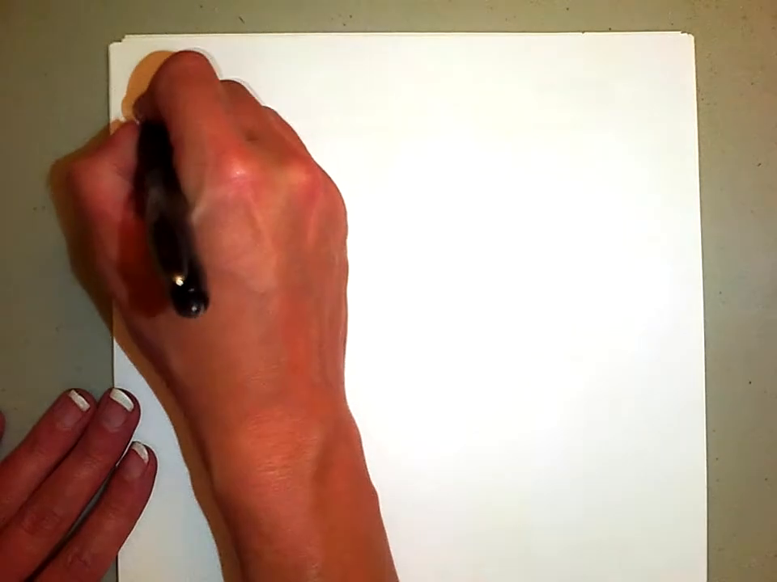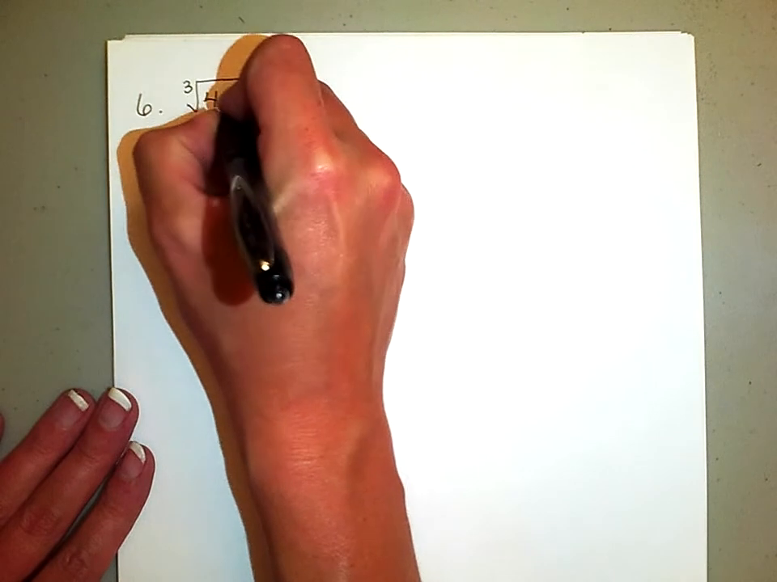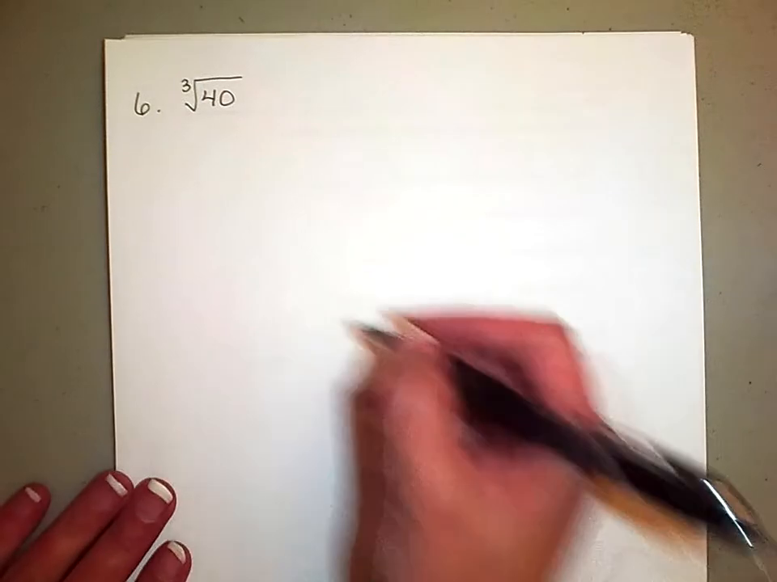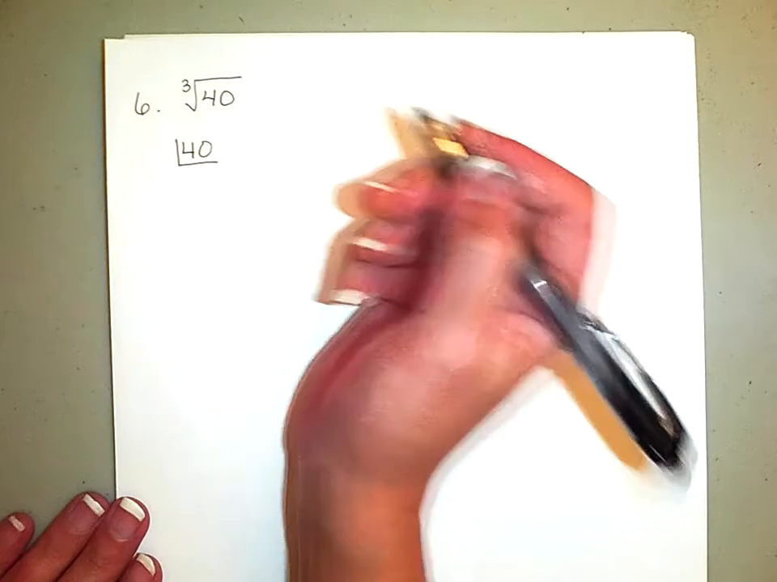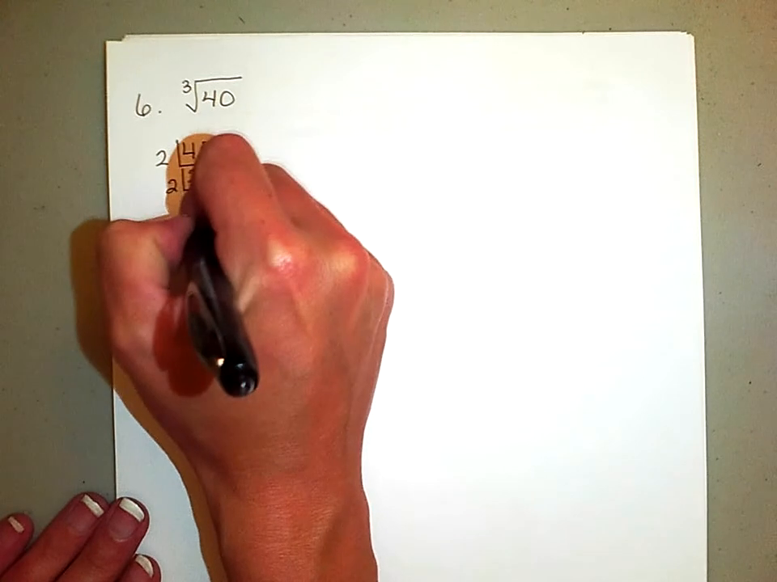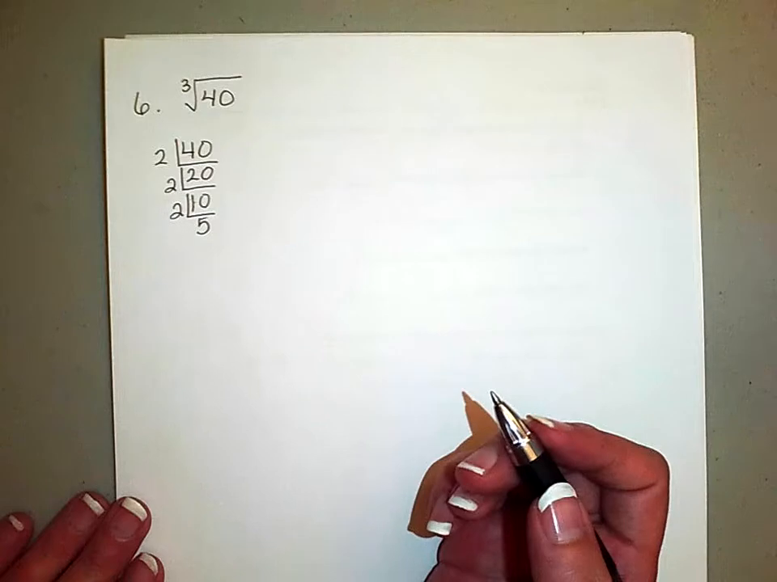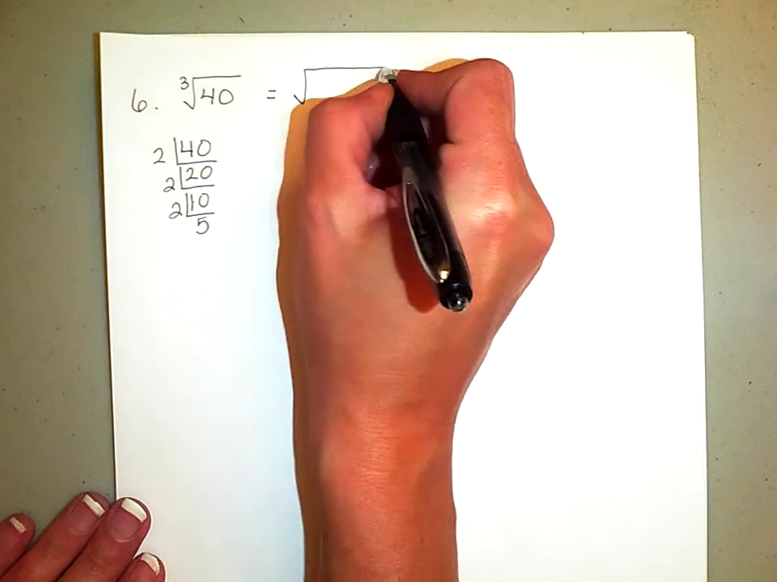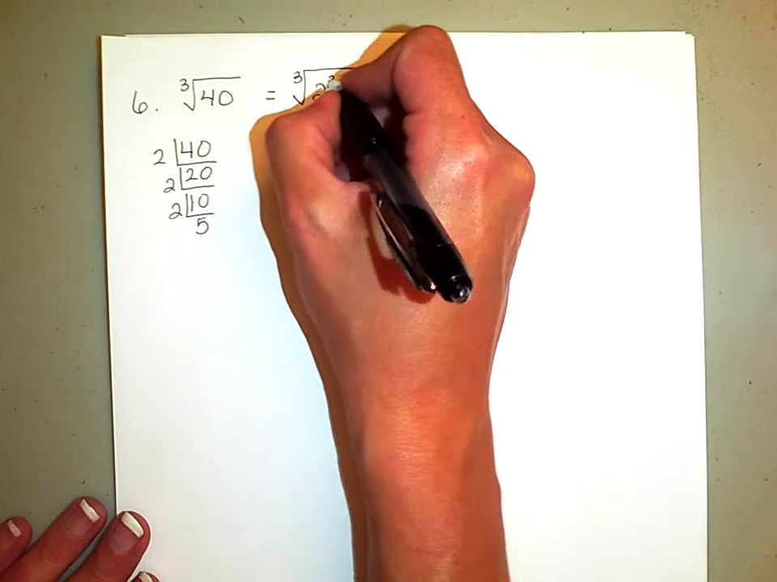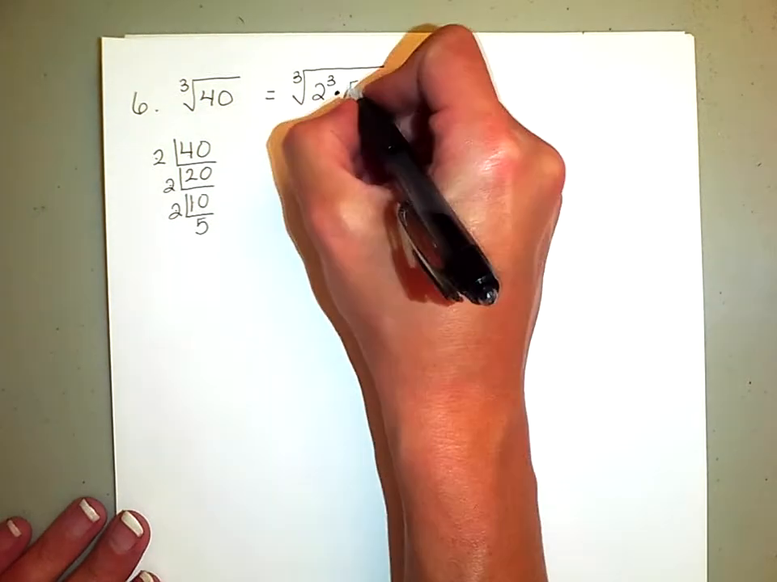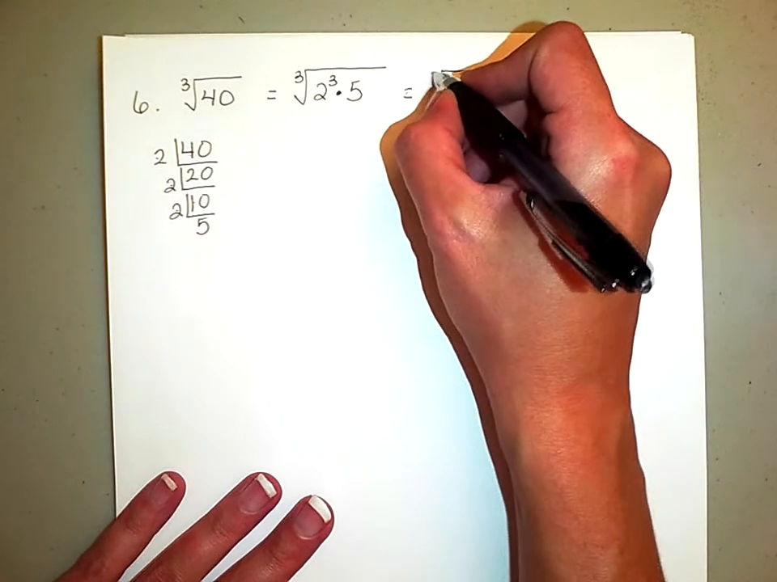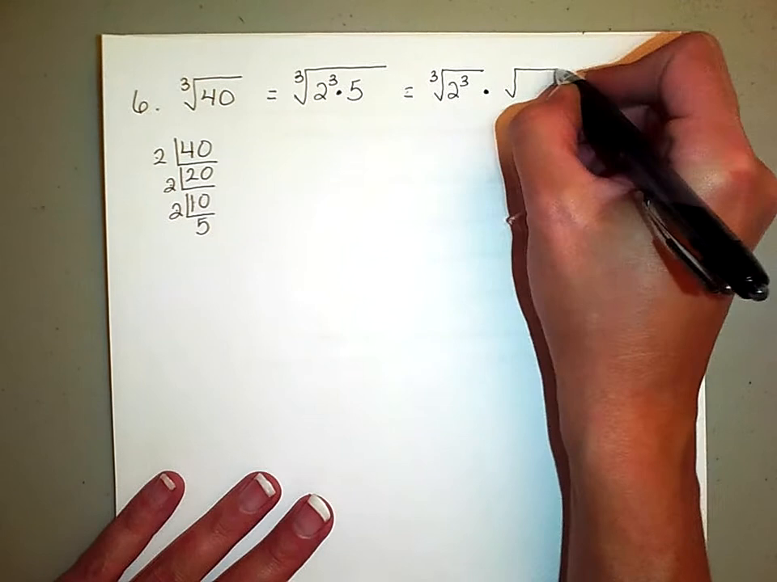In number 6, we deal with a cube root of 40. And again, we'd like to simplify. The process is the same. We'll find the prime factorization. So 2 goes into 40 2 times. 2 goes into 20 10 times. And 2 goes into 10 5 times. This means, copying the radical, this is the cube root, we could write the cube root of 40 as the cube root of 2 cubed, 2 times 2 times 2 times 5. And then splitting the radical, that's the cube root of 2 cubed times the cube root of 5.